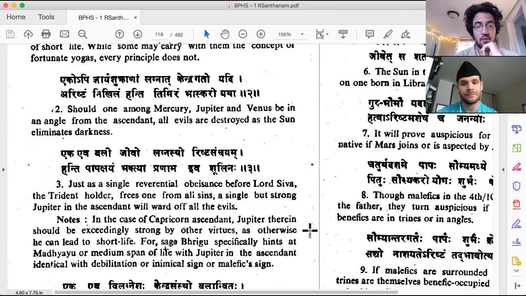Yeah, definitely. And it's also in alignment with Yavanajataka saying that Mercury, Jupiter, Venus aspecting any sign or house really helps that house.